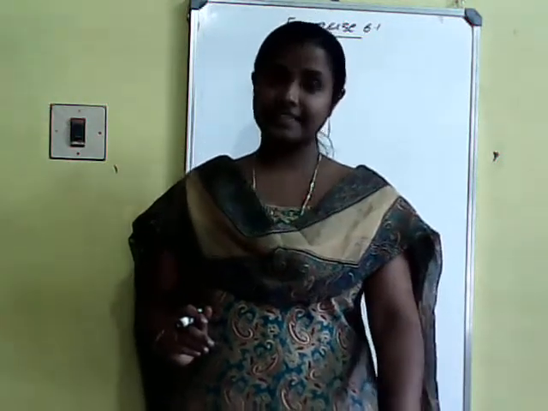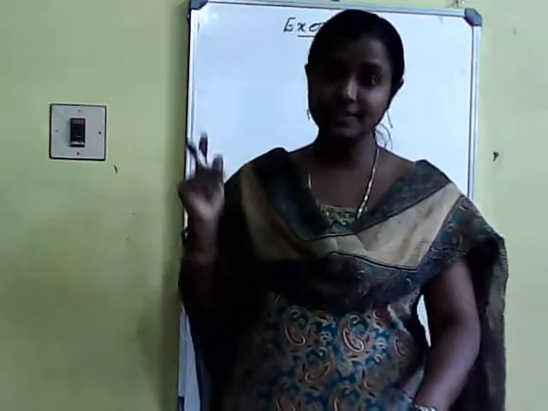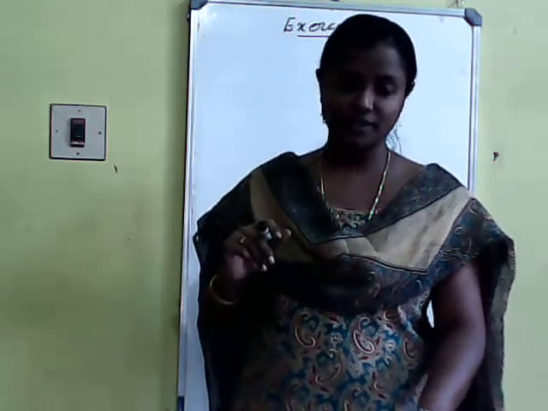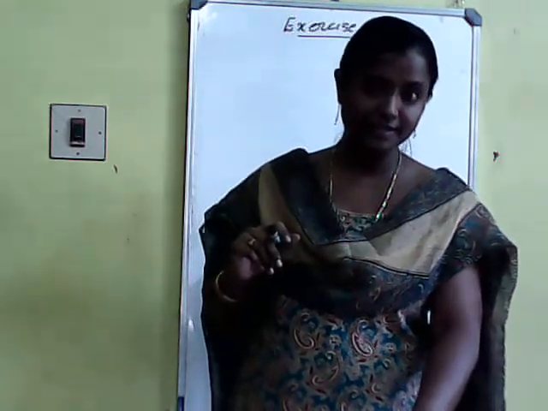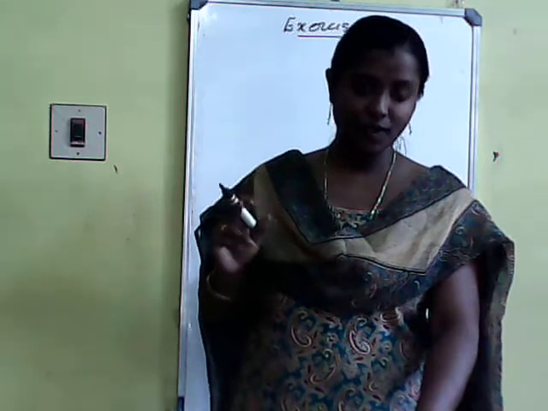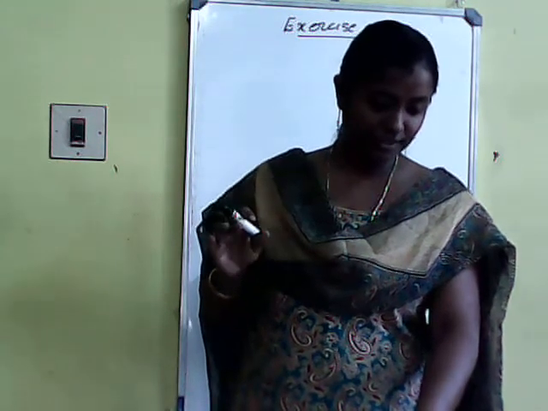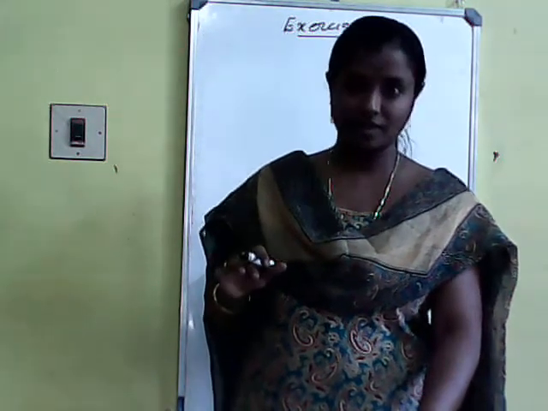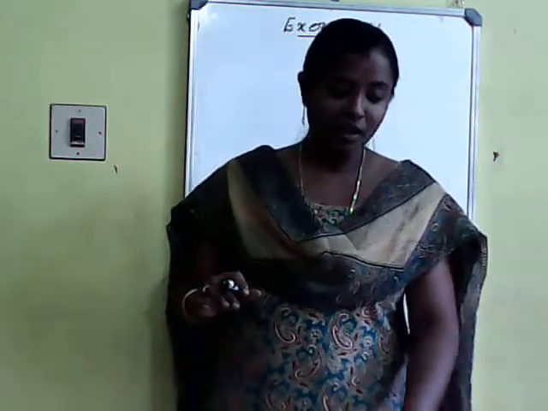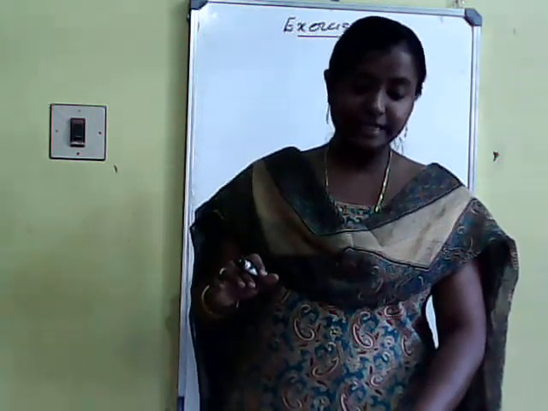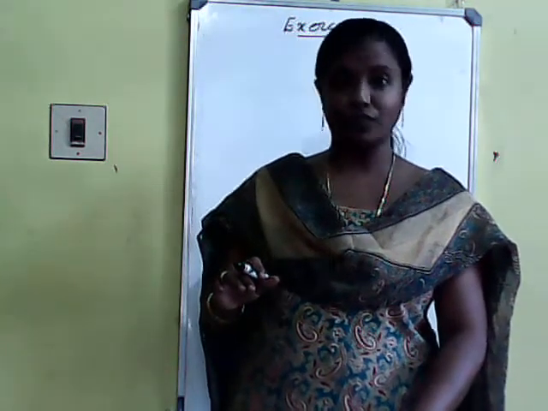Next we discuss exercise problems. Okay, exercise 6.1. First question. Here we discuss only the first three problems. Question one has 10 parts, then questions 2 and 3. So the first one: what will be the unit digit of the squares of the following numbers?